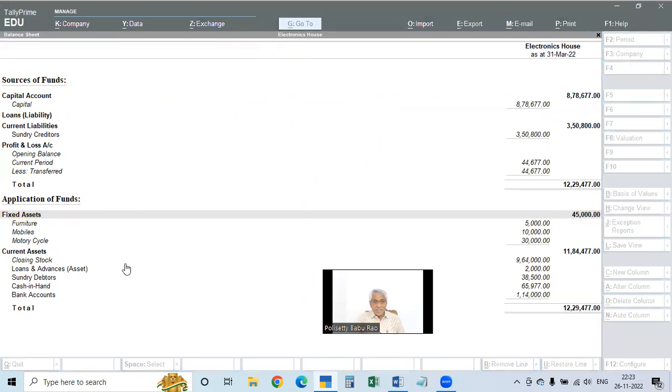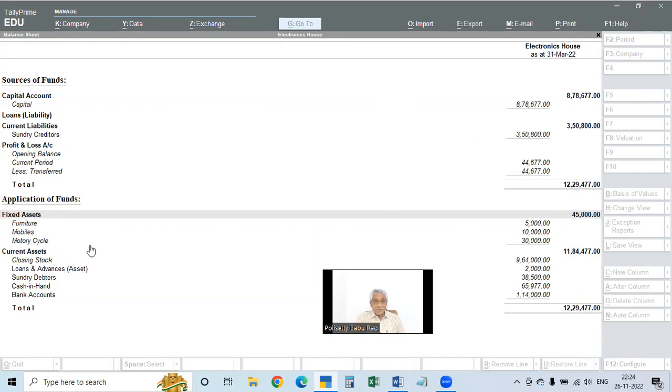This is the total, that is, sources of funds. Liabilities are sources of funds, meaning the sources from which you got the funds. Funds means the capital we got and the loans we have taken. There are some sundry creditors from whom we have taken, and the profit and loss account balance is there. The balance amount is transferred. These are the sources of funds. We got the funds from these sources. This is why liabilities are called sources of funds.